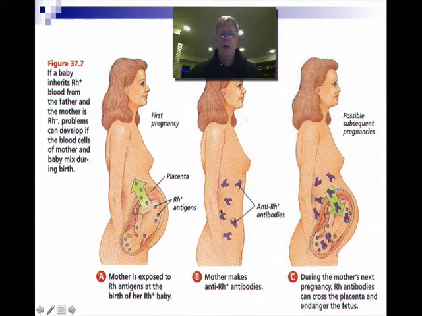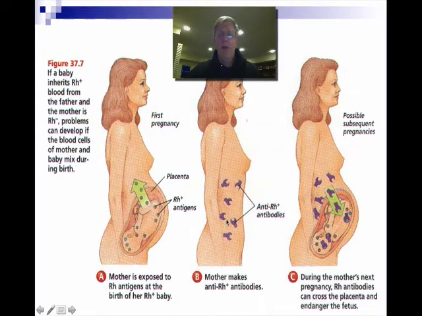Now the problem doesn't develop on the first baby. If this is our Rh negative mom and this is our first Rh positive baby, during delivery some of baby's blood will mix with the mother's blood, and mom will subsequently develop Rh positive antibodies after the delivery of the first baby. So now she has Rh positive antibodies in her system, which she didn't have before. This baby was born just fine because mom did not have any antibodies at the time of the delivery.